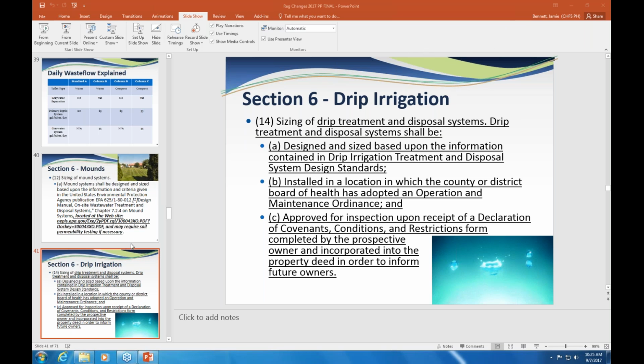All right, drip irrigation. The sizing of the drip treatment and disposal systems: designed and sized based upon the information contained in the drip irrigation treatment and disposal system design standards, and it has changed. Installed in a location in which the county or district board of health has adopted an O&M. It's approved for inspection upon receipt of the declaration of covenants and restrictions completed by the prospective owner and incorporated into the property deed in order to inform future owners.